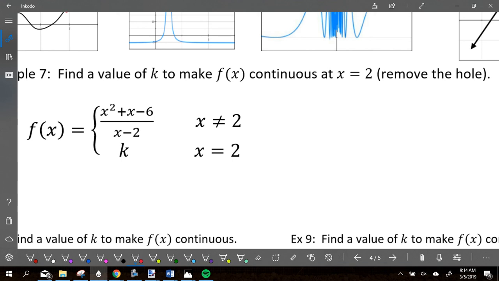Which one of these equations up here is going to find us the limit? Only the top one, because I want to know what's happening when x is not equal to 2. So to find the limit as x approaches 2, I'm going to use that top equation, x squared plus x minus 6 over x minus 2. That is going to find me the limit. Cool. Which equation is going to find me the value?